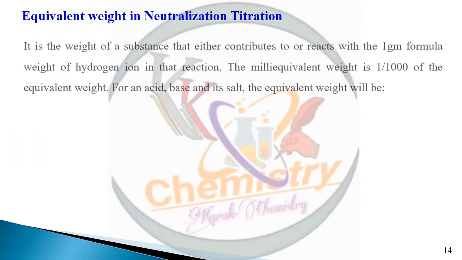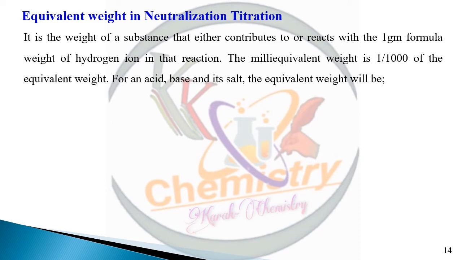In case of acid base, actually, equivalent weight is that weight of a substance that contributes or reacts with 1 gram formula weight of a hydrogen ion in that reaction. Suppose if you have sodium hydroxide, so 1 gram of OH will react with 1 gram of hydrogen. Or milli equivalent will be equal to 1 by 1000 of the equivalent weight.